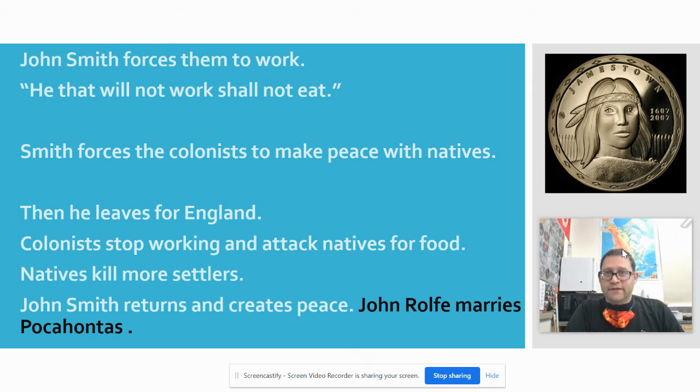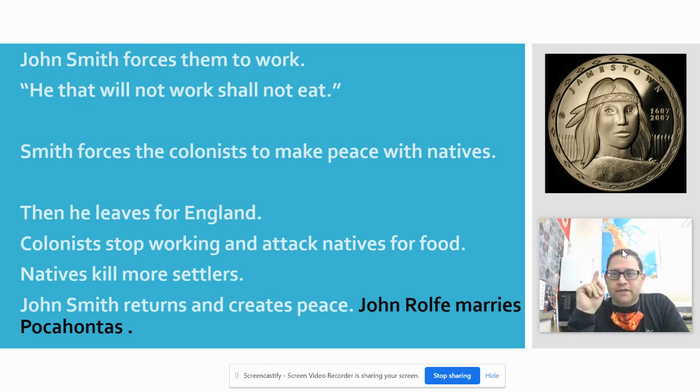When he leaves and goes back to England, the colonists stop working and go back to attacking the natives because they have guns. They attack the natives and take food. Unfortunately, the natives kill more settlers in this exchange. John Smith returns and makes peace.